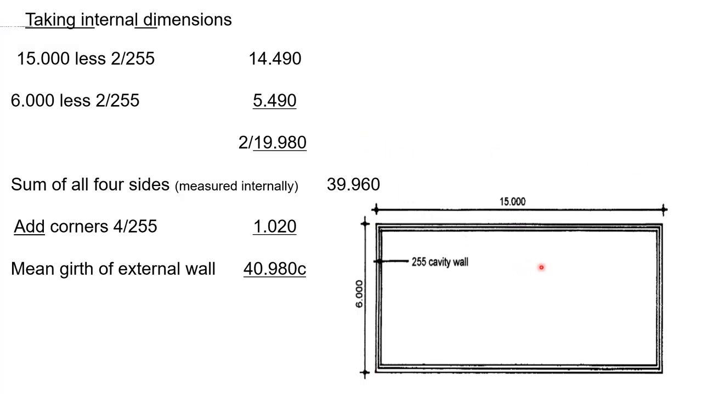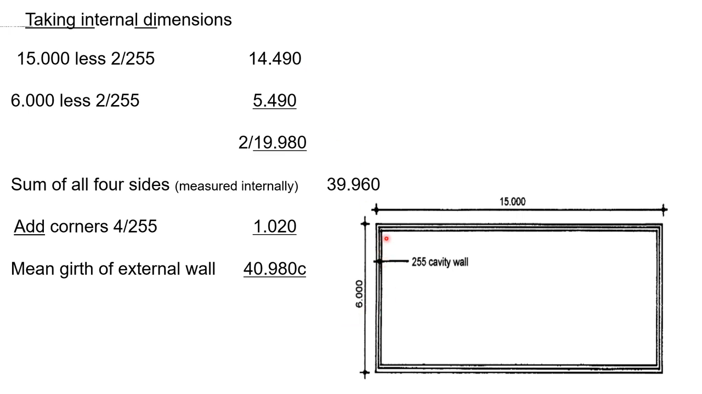Taking the internal dimensions now. We are given the external. First we find the internal. The external is 15 meters. We deduct the thickness of the wall, this side and this side. 0.55 multiplied by 2. We deduct from 15, we get 14.490.